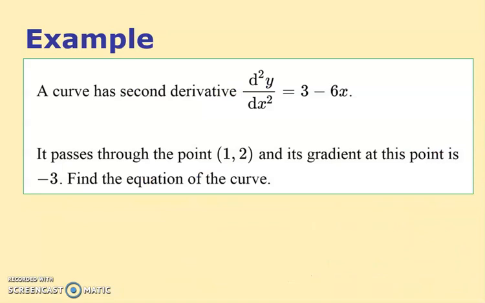Alright, I think this is a good example from the textbook actually. A curve as a second derivative. Now we've not seen anything like this, so we've got to do a bit more work. This basically means it's been differentiated twice.